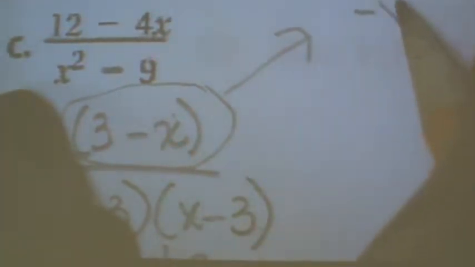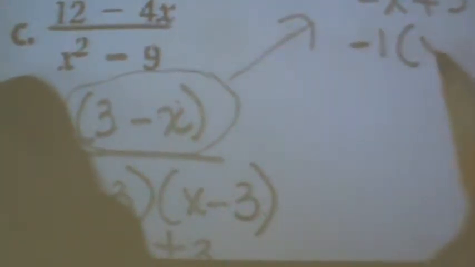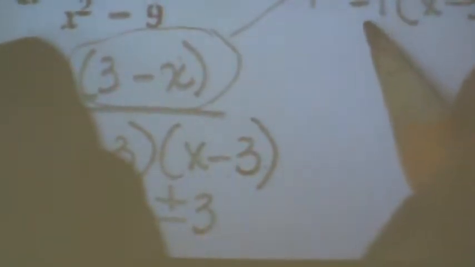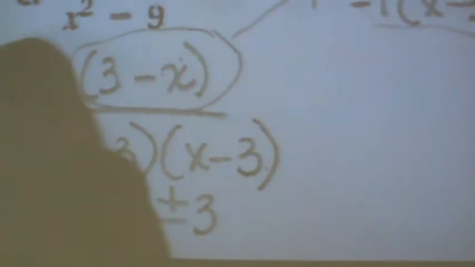If I rewrite it, and if I pull out a negative 1, guess what it now looks like? This is the same as that. So what is the same? We could cancel these out, but what's remaining? A negative 1. So this is the proof of why that happens.